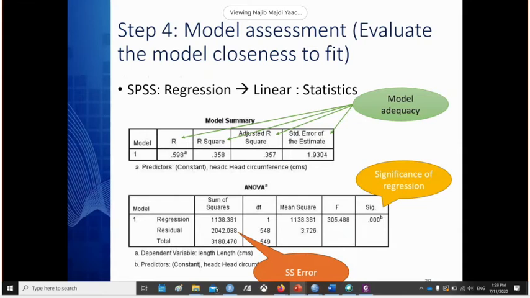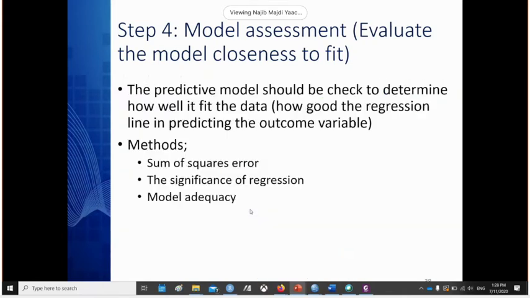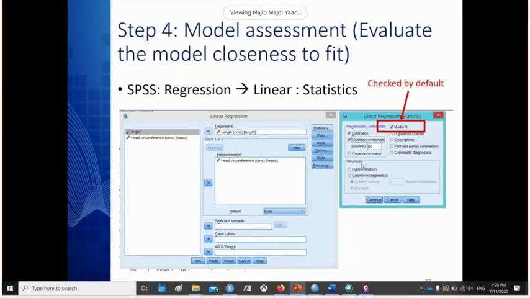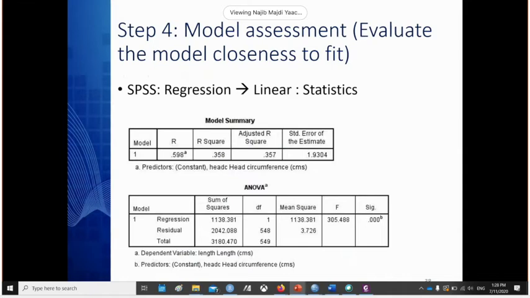Significance of regression indicates how significant our regression model is. For a significant regression model, the ANOVA p-value must be less than 0.05. So the model obtained is significant if the ANOVA result shows a significant p-value. ANOVA evaluates the model, while the coefficient evaluates the variable. Since we only have one variable, the p-value for the coefficient and the p-value for the model will be the same.